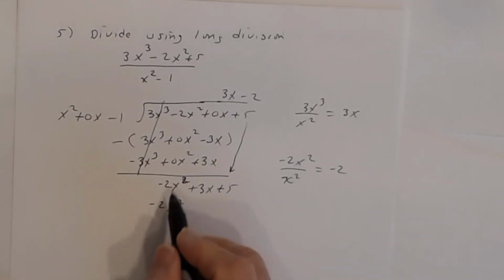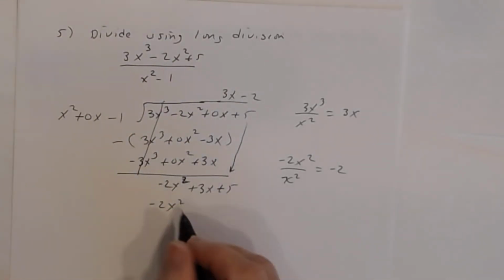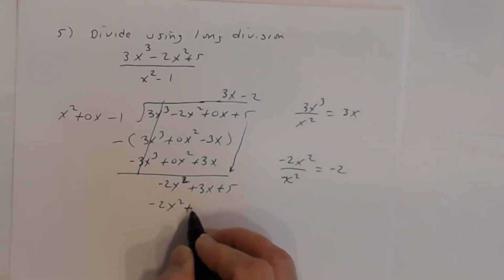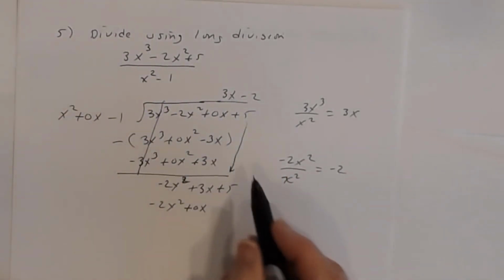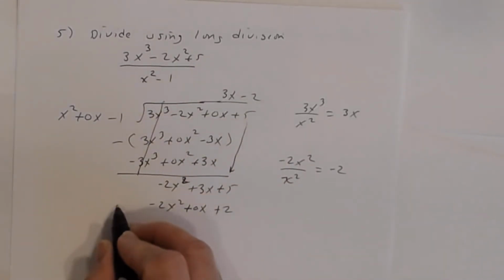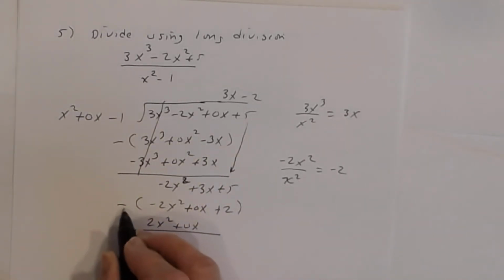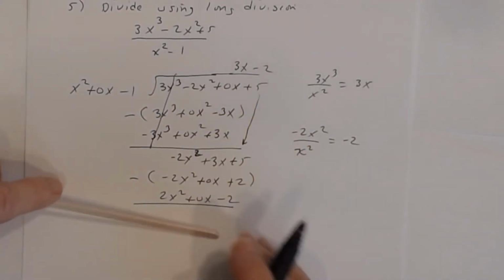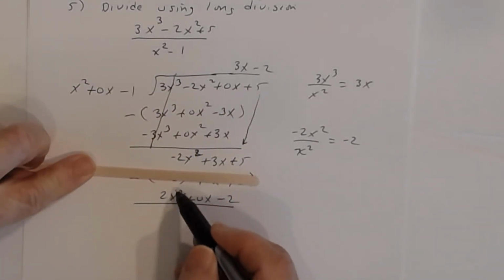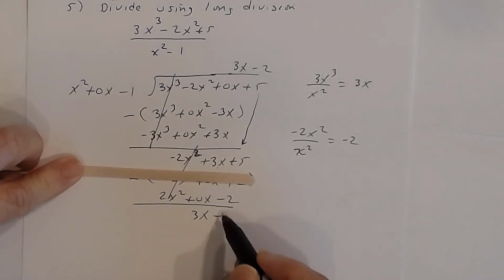If you're doing this correctly, these have to be the same. So that when you subtract, they cancel out. Negative 2 times 0x is 0x, because negative 2 times 0 is 0. Negative 2 times negative 1 is a positive 2. And then we subtract. The opposite of negative 2x squared is 2x squared. The opposite of 0x is still 0x. The opposite of a positive 2 is a negative 2. And then we add. Negative 2x squared and 2x squared is 0. 3x and 0x is 3x. 5 and negative 2 is 3.